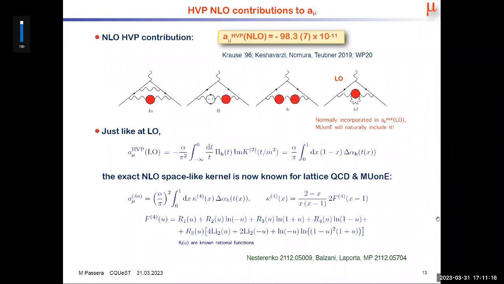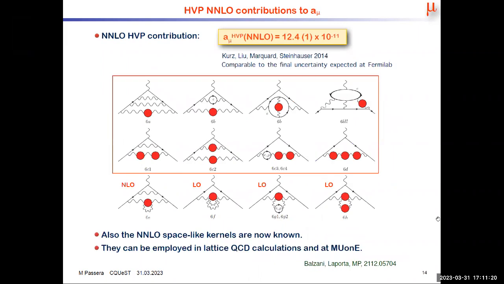Then there is the next to leading order contribution. Here it is. And you see the number of diagrams, of course, increases. The contribution has been computed by Matthias Steinhauser and his group in 2014. It's larger than it was expected, 12, right? The previous one was about 100. This is only a factor of 10 less. So it is higher than expected, but still, now it's known.